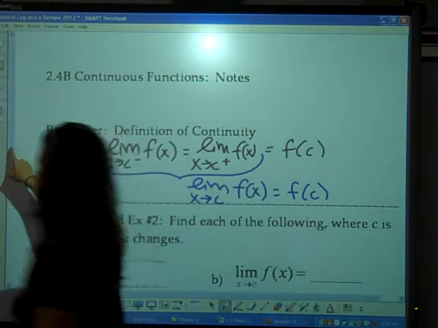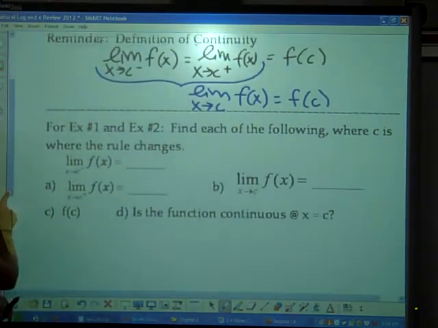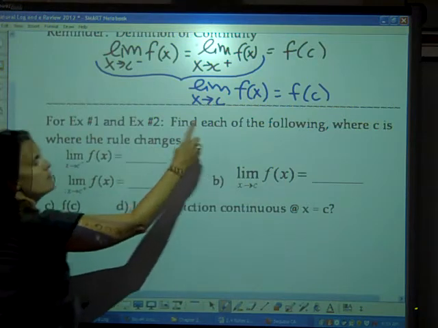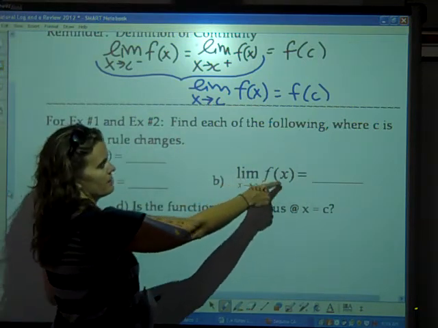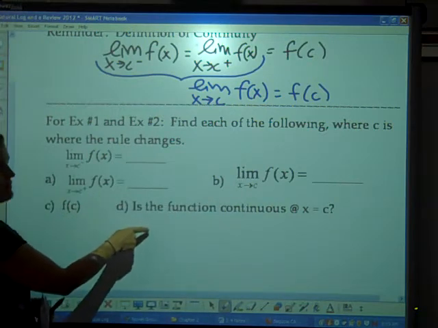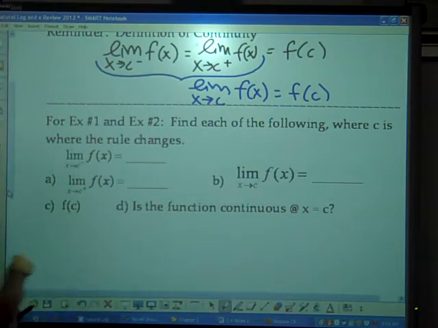For every example today, we're going to be answering all of these questions. The limit from the left, the limit from the right. Realize if those two are the same, we will have a limit. The limit will exist and we can state that value. Then we're going to state what f of c actually equals, and then whether the function is continuous or not.